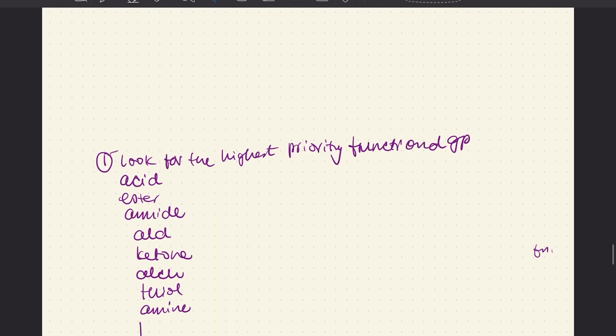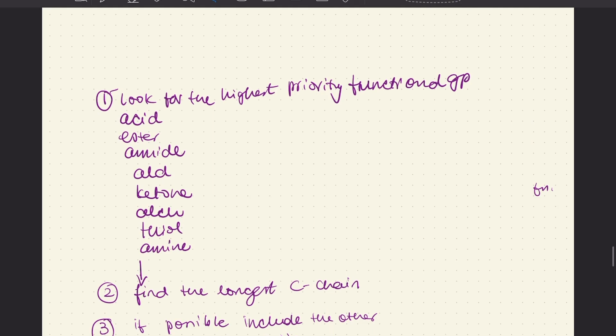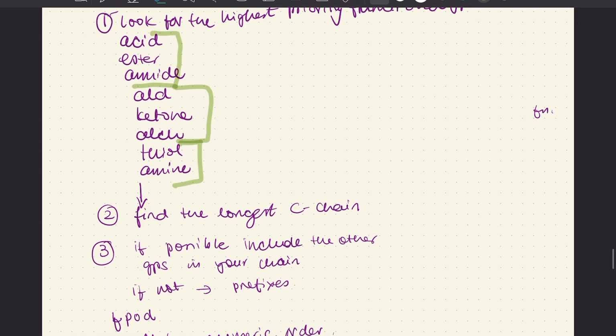So before we start, let's quickly review the rules for naming functional groups. You look for the highest priority functional group. And just like we did in class, you try to memorize the order of the functional groups. It's easy if you break it down as acid, ester, amide, aldehyde, ketone, alcohol, thiol, amine. And then everything else after that simply follows the first point of difference and alpha order.